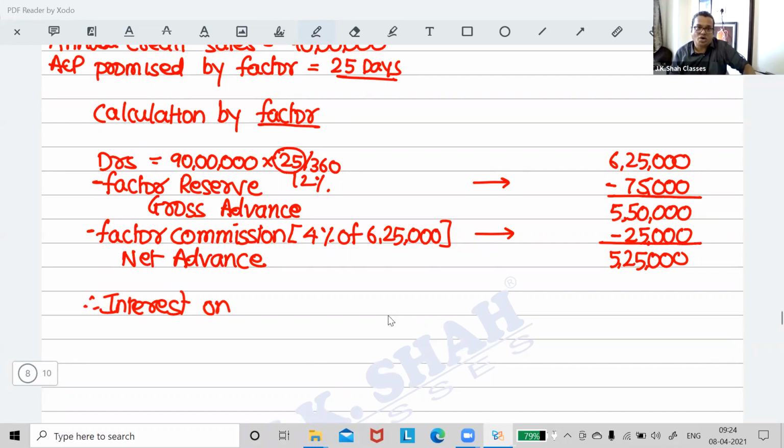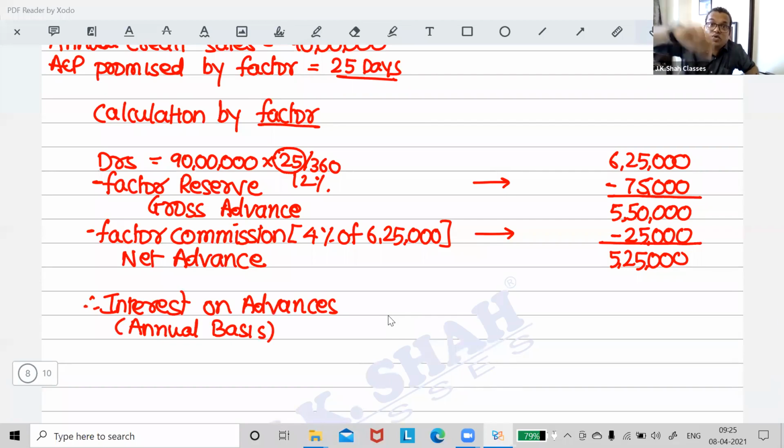Therefore, interest on advance. I repeat, on an annual basis. Don't be over smart to calculate for 25 days. Calculate for the annual basis only. Why, sir, annual? Because in the table which I'm making above, I have to calculate on an annual basis. So what is the point of calculating for 25 days and then going for 360 days? Once and for all, calculate on the annual basis.